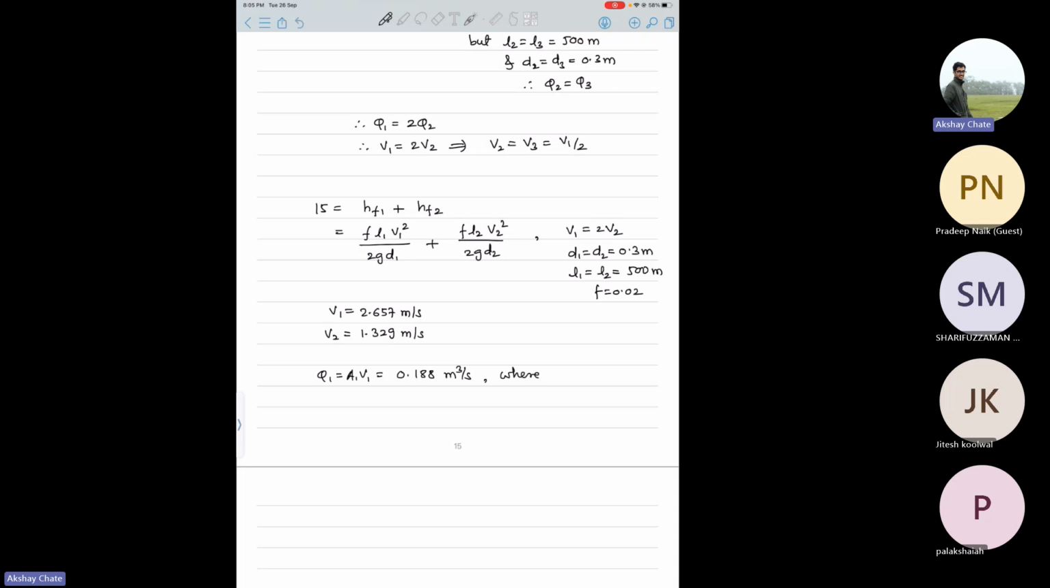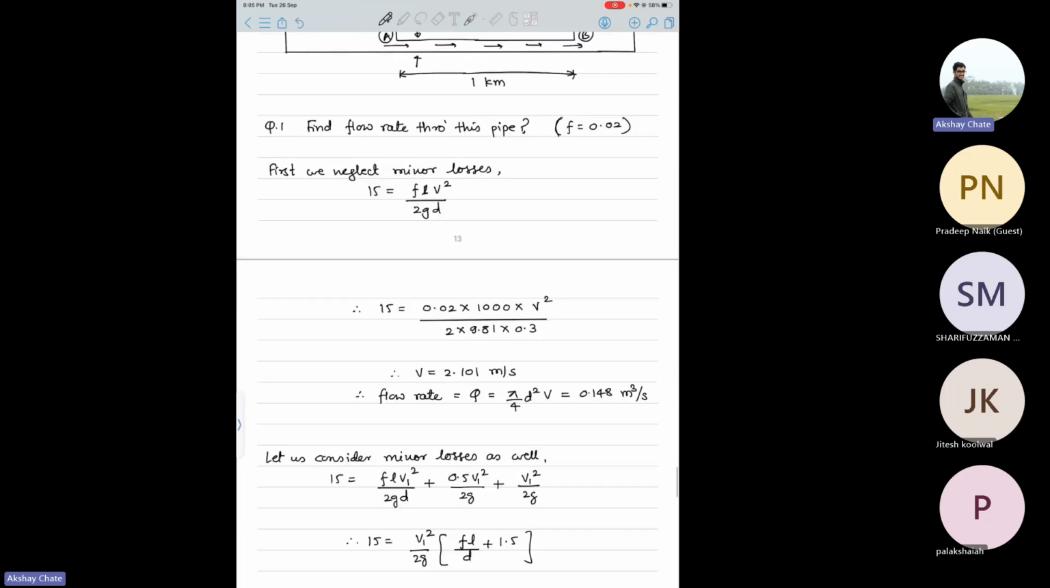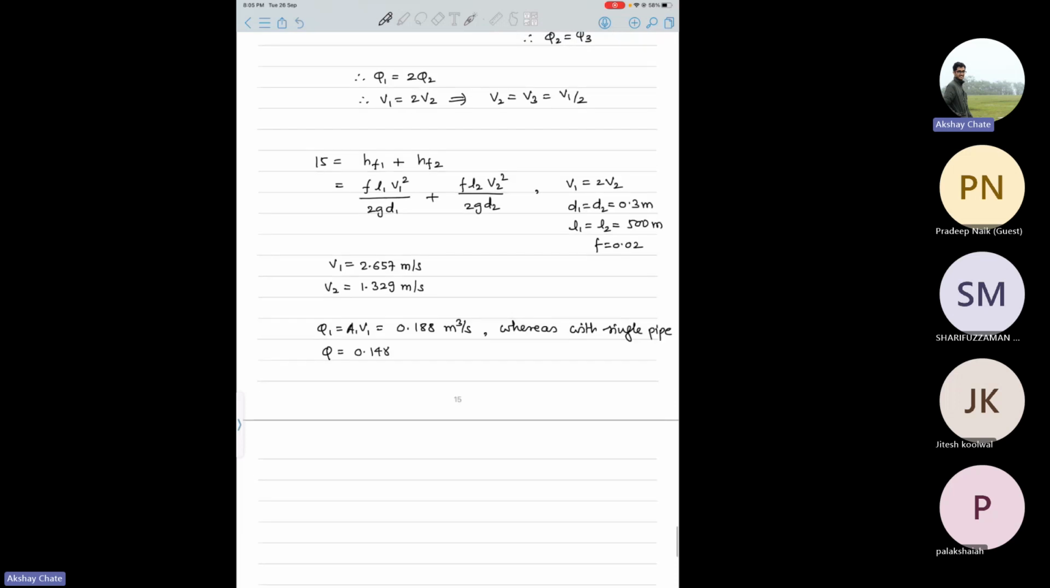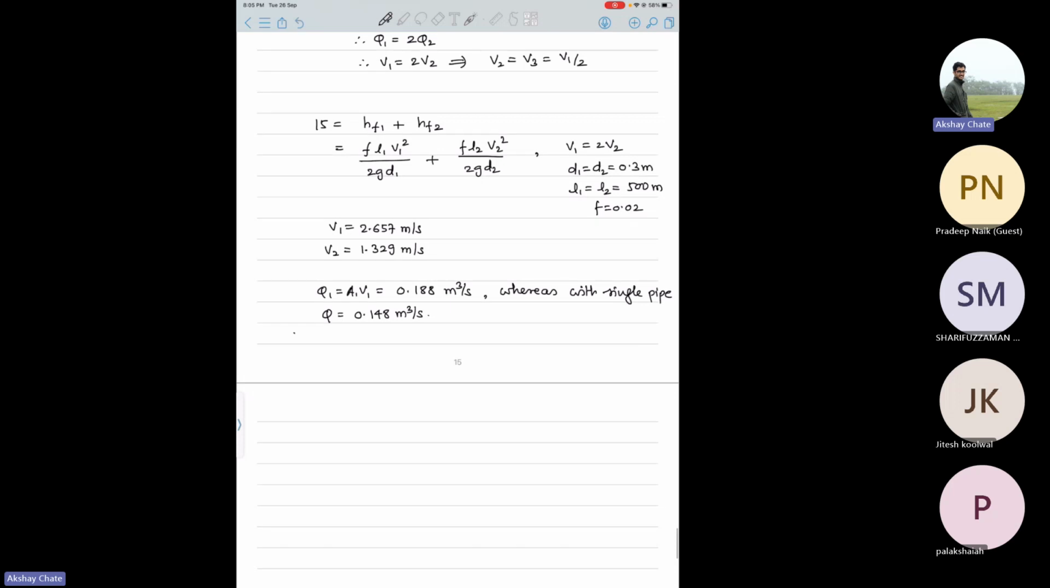Whereas with single pipe, Q was, we solved it in the first part. With single pipe, Q was 0.148 meter cube per second. Therefore, the flow rate is increased, but they are asking in the percentage, right?